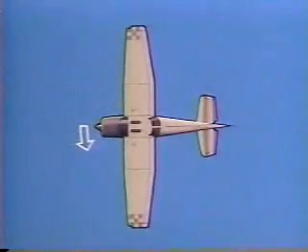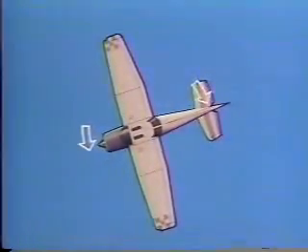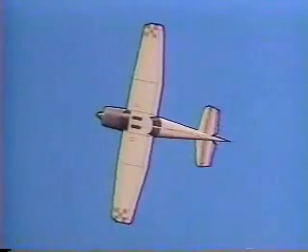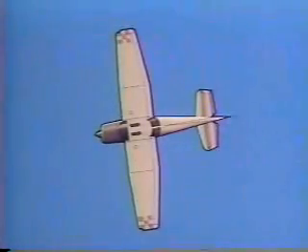A gust striking at an angle to the flight path can make the aeroplane yaw about the vertical axis, and here the vertical fin comes into play. As it swings out, the airflow provides an opposite reaction to the action of the gust, and once again oscillations will occur before the fin succeeds in damping out the disturbance.